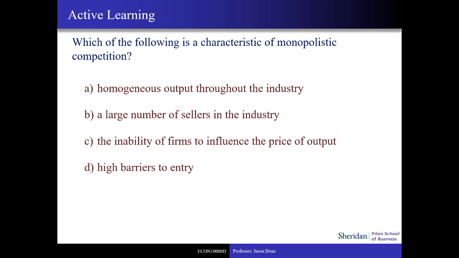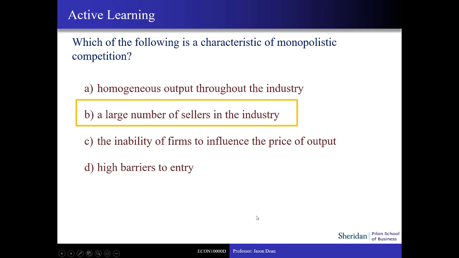Okay, I'm back. So the answer here is B, a large number of sellers in the industry. The other things listed here are not characteristics of monopolistic competition. We don't have a standardized or homogeneous product. The firms can influence the price a little bit because of their differentiation. And we didn't say there's large barriers to entry in a monopolistically competitive industry. There are in an oligopoly.